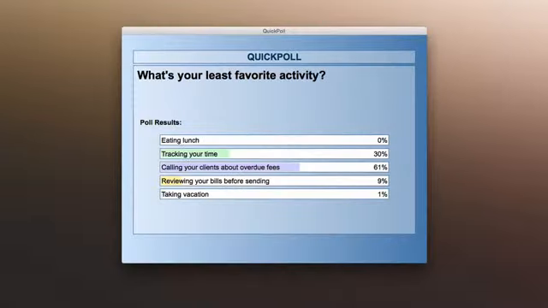And for our results, we have 0% that said eating lunch is their least favorite activity. Tracking your time is 30%. And as I'm sure you're expecting, 61%, the vast majority, calling your clients about overdue fees. 9% said reviewing your bills before sending. And there was 1% that said taking vacation. You need to get out more. Yeah, we're going to loosen you up.